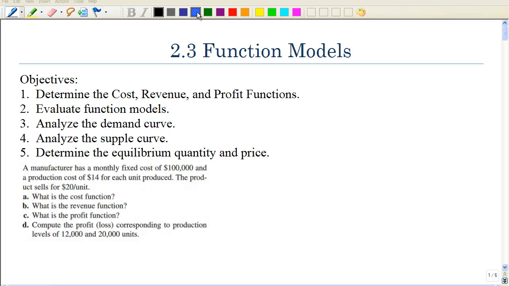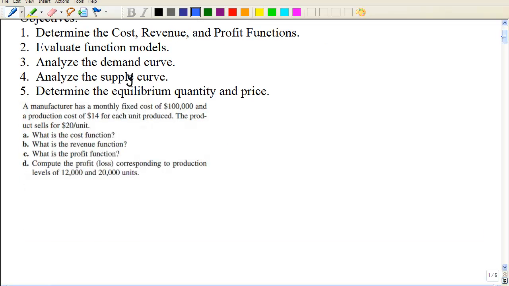Alright, in section 2.3 we have a few word problems that deal with the cost, revenue, and profit functions. Other types we're just going to evaluate some functions. And then toward the end we're going to look at basically the supply and demand curve, and where those two meet is called the equilibrium. But first of all, let's go through what the cost, revenue, and profit functions are and how they relate to each other, because we're going to see these things come up throughout the course.